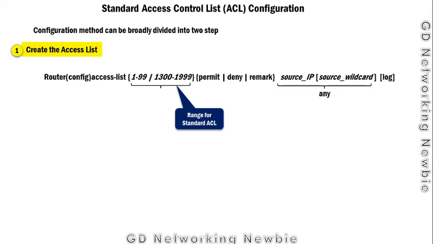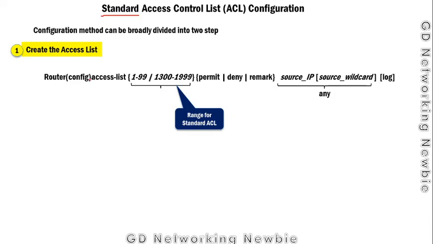Now the configuration: how to configure an access control list. Broadly, we can divide this configuration into two steps. In the first step, we create the access list itself, and we have a command to create it. Specifically, if we talk about a standard access list, not extended, we have this command.